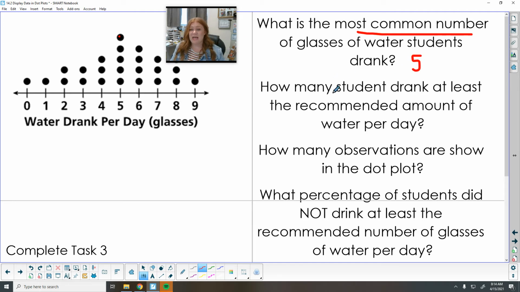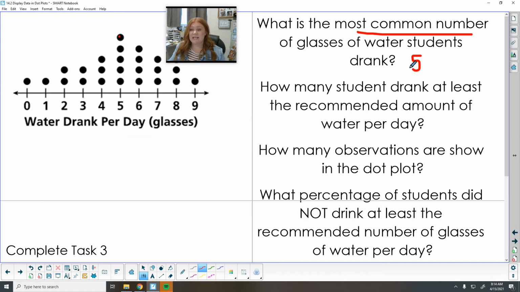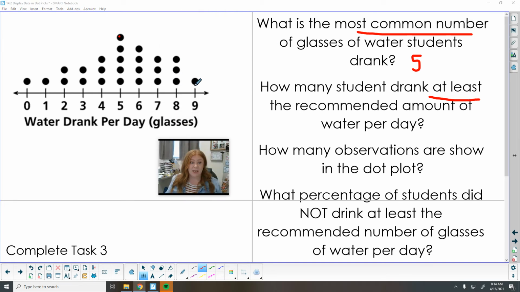How many students drank at least the recommended amount of water per day? So if we remember, it's recommended to drink 8 glasses. So they said at least that. So who drank 8 or more? So we can, let me move my head here. It's in the way. So how many people drank 8 or more? So we just count each of the dots because each dot represents one student. So these numbers down here represent how many glasses they drank. This is our measurement. The dot represents a person or a thing that did that.